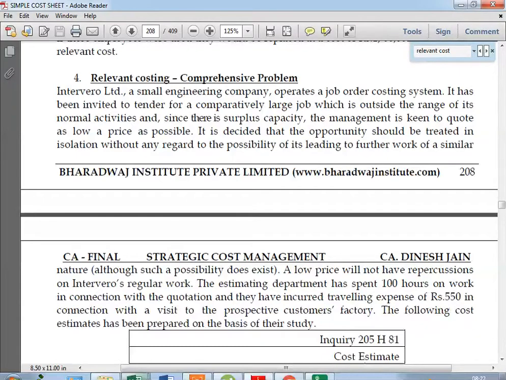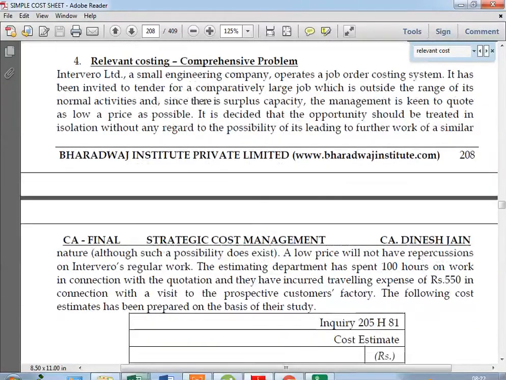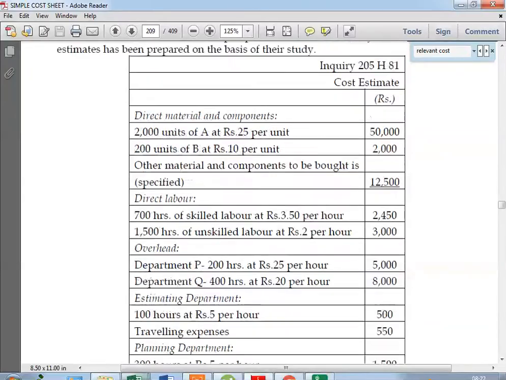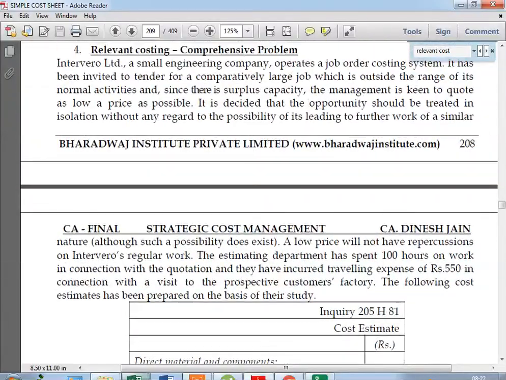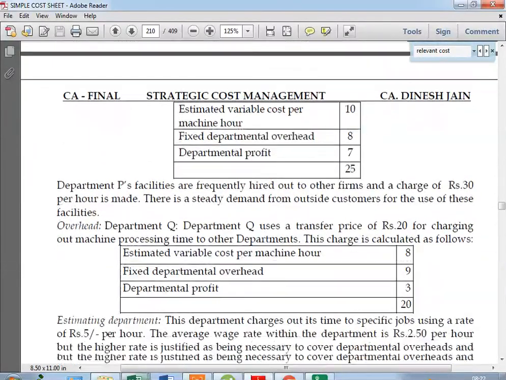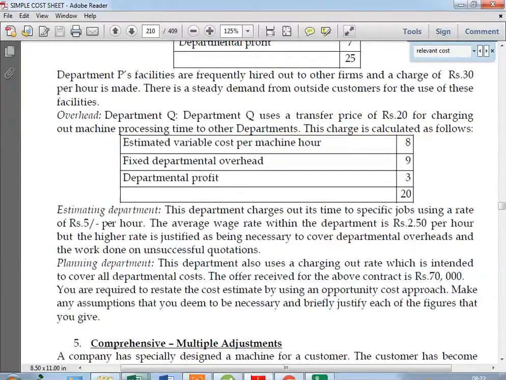Okay, now we'll start discussing this. This is a cost estimate which has been prepared, 85,500. This is what historical costing says. Now what they want us to do, after analyzing all this information, is whether I can take up this contract for 70,000. 85,500 versus 70,000, you straight away rejected, that's all. That's what your historical analysis will say.